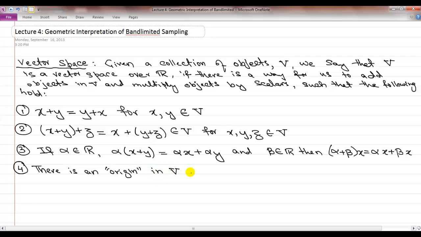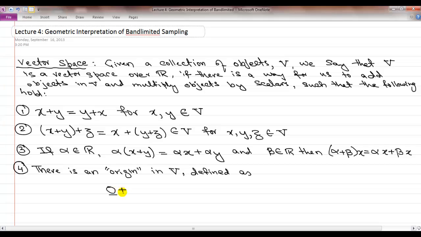In V, the origin is defined by the following fact. We denote it by 0, and if sometimes I have to differentiate between the 0 number and the 0 vector, then I'll just put a bar under the 0 to signify that it's a vector and not a scalar.